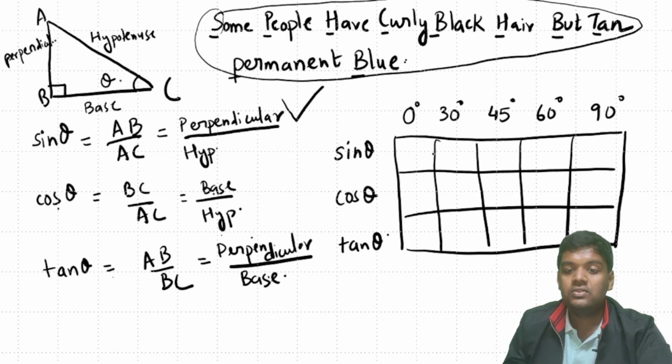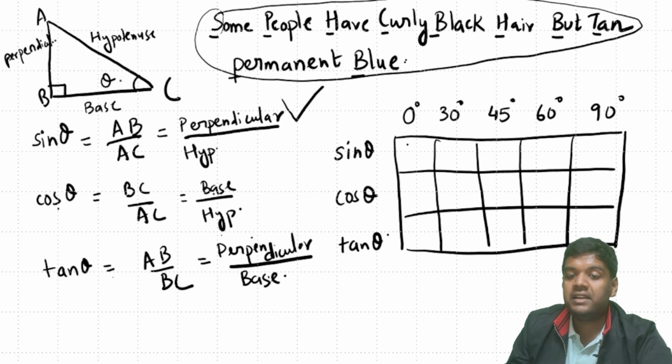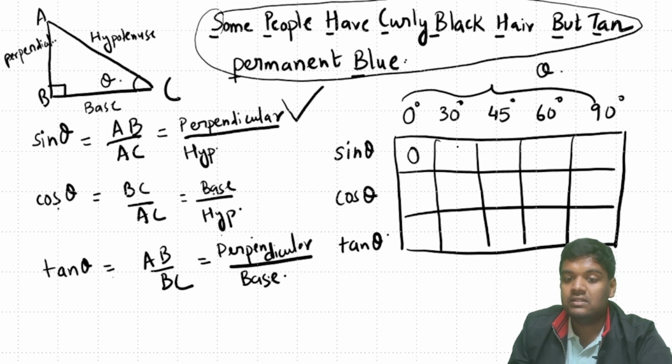Right? So the values have been derived as sine theta at 0 degree. These are the values of theta. Sine 0 is 0, sine 30 is 1 by 2, sine 45 degree is 1 by root 2, sine 60 degree is root 3 by 2, sine 90 is 1. For cos theta, just reverse the first line. So cos 0 will be 1, cos 30 degree will be root 3 by 2, cos 45 degree will be 1 by root 2, cos 60 degree will be 1 by 2, cos 90 degree will be 0.